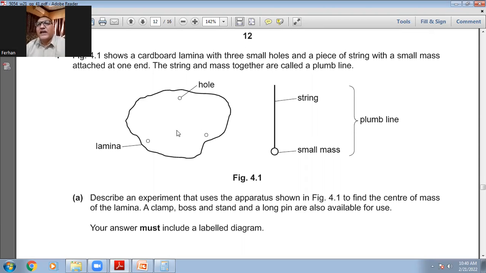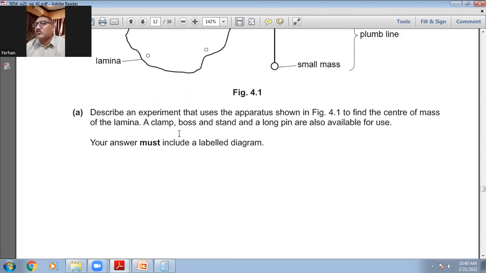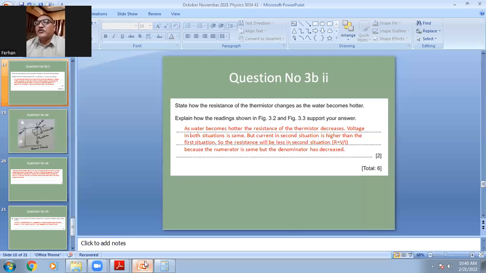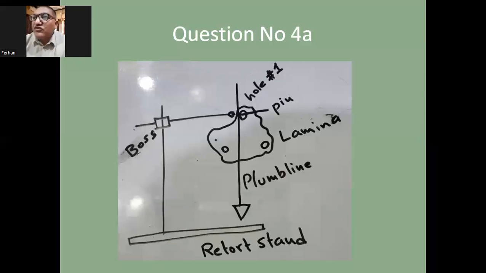So we want to find out the center of mass for this. It's a very, very famous question, and it's a 4-mark question. Let me show you my answer. So what will we do? Here, I will take a retort stand.